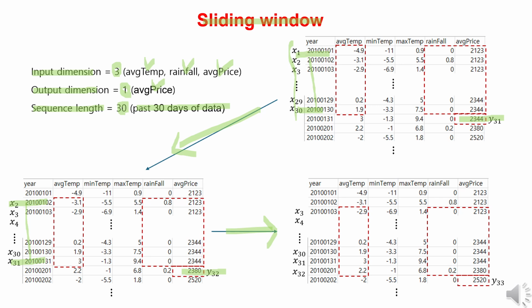Through this process, the model learns not just information from a single point in time, but the patterns of temperature, rainfall, and price changes over the past 30 days. By effectively capturing this temporal dependency, the model can predict future cabbage prices more accurately.